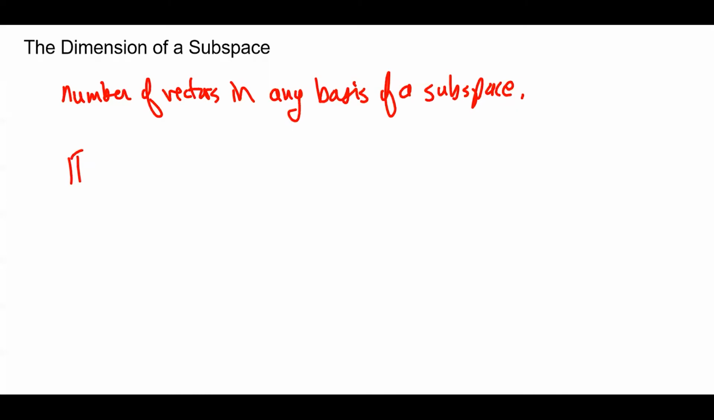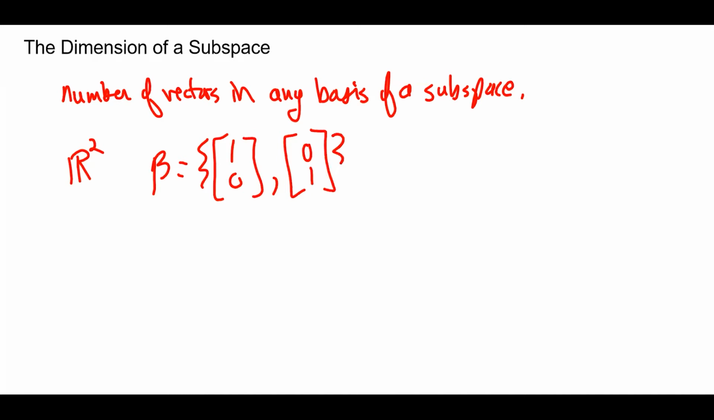So let's take a look at R2. A basis for R2 would be the standard basis, it'd be (1, 0), (0, 1). So this basis has two vectors. So we would say the dimension of R2 is 2. It's two-dimensional, which it is, right?